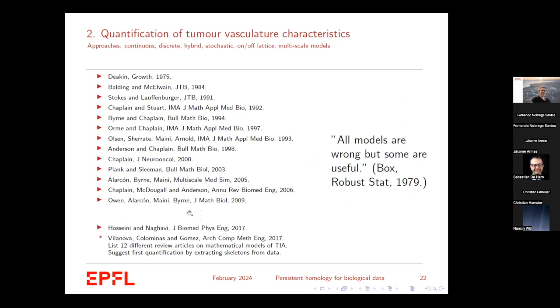Now, from a mathematical side, mathematicians in the UK have been interested in this process since the 70s, and there's a huge zoo of mathematical models of tumor-induced angiogenesis. Just to give you an idea of how many there are, there's a review from 2017 that lists 12 different review articles on models of tumor-induced angiogenesis. And all of these models are wrong, but some might be useful. So how do you navigate this zoo?